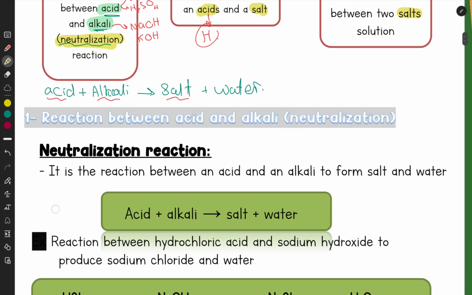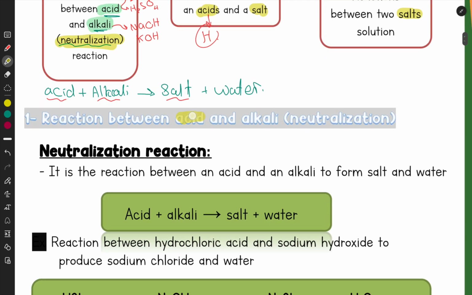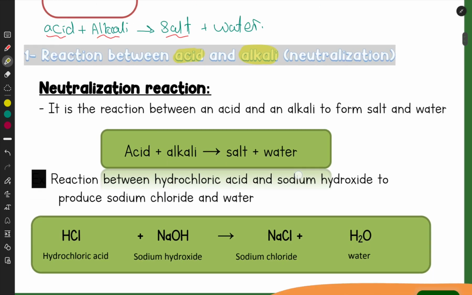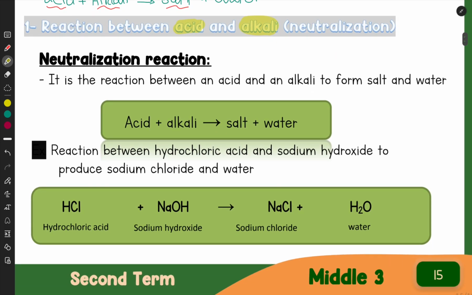The first type is the reaction between acids and alkali. Let's start with that and see what happens between them. As we said, this process is called the neutralization process. What's the meaning of neutral? Neutral means neither acid nor basic. It's neutral, not acid, not basic.